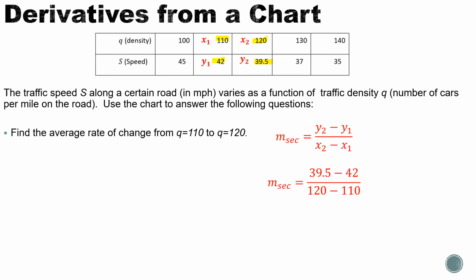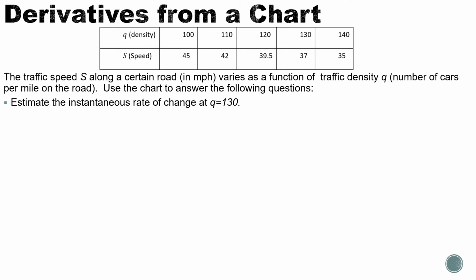Simplifying my numerator and my denominator, on my numerator I get negative 2.5. My denominator, I get 10. Dividing that out, I'm left with negative 0.25. And again, that would be miles per hour per car per mile. So again, we have to use units, and it's change of y over change of x.